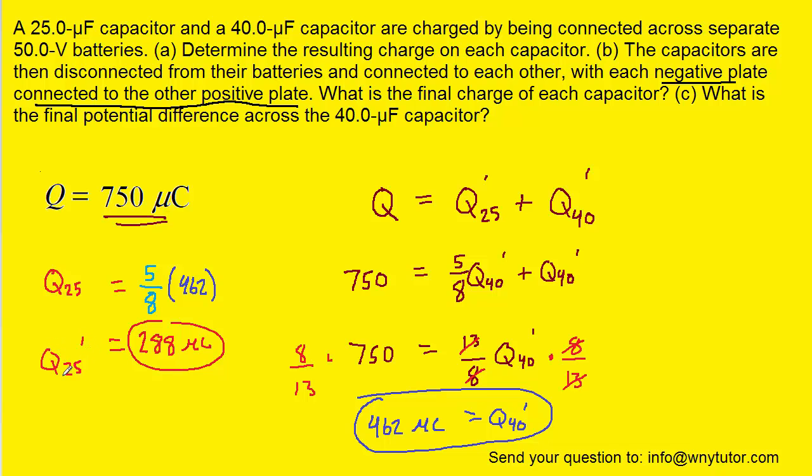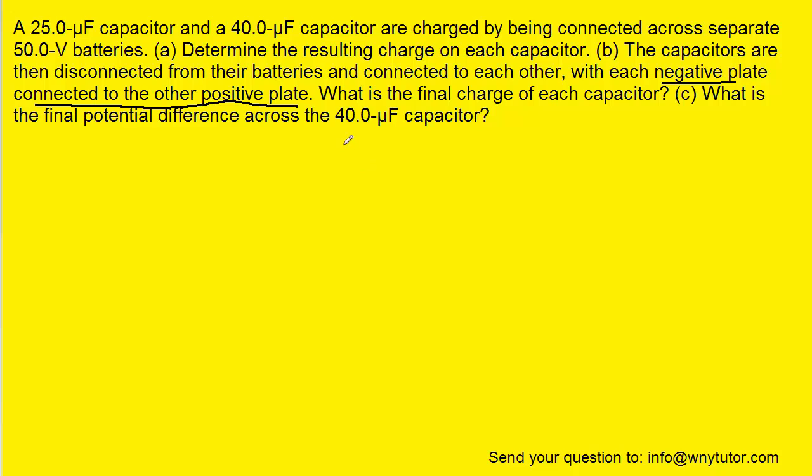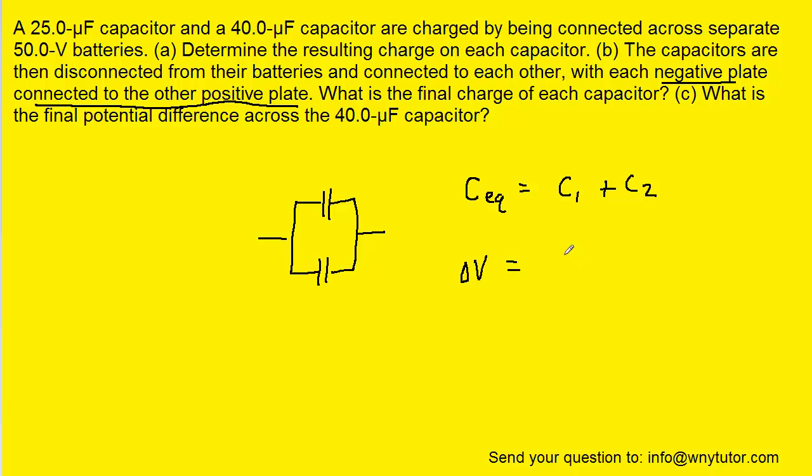And finally, to calculate the potential difference across the 40 microfarad capacitor, we just have to recall one more time that because these capacitors are connected in parallel with one another, that means that the potential difference on each one is the same. Now, we know that for parallel capacitors, the equivalent capacitance is simply the sum of the individual capacitances. We also know that the overall potential difference for parallel capacitors would equal the total charge on the capacitors divided by the equivalent capacitance.